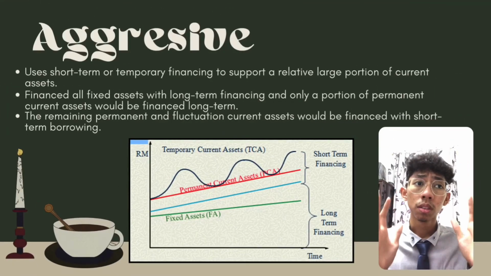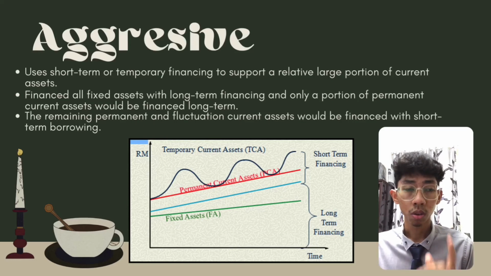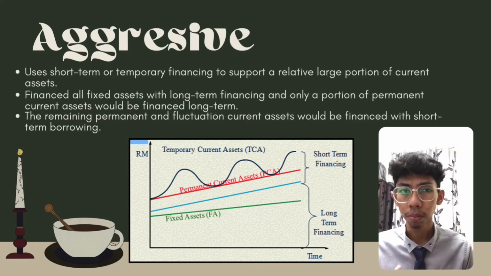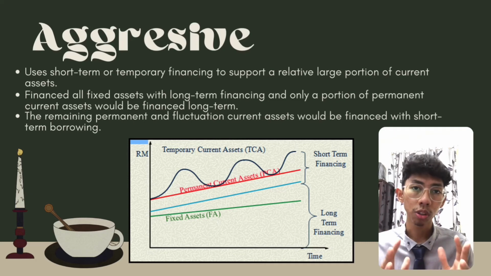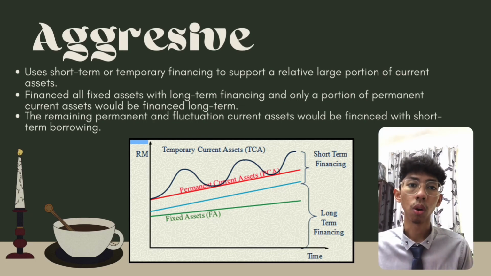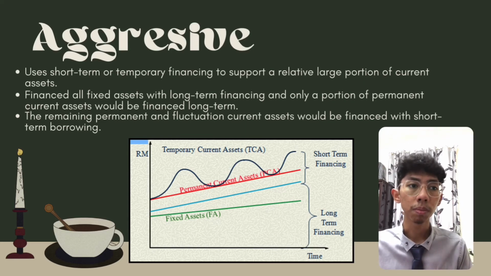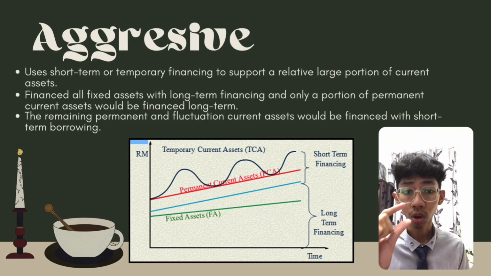The second strategy from working capital is aggressive. So, how does it work? Use short-term or temporary financing to support a relatively large portion of current assets. Finance all fixed assets with long-term financing, and only a portion of permanent current assets would be financed long-term. The remaining permanent and fluctuating current assets would be financed with short-term borrowing.